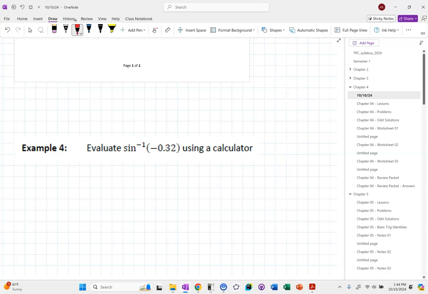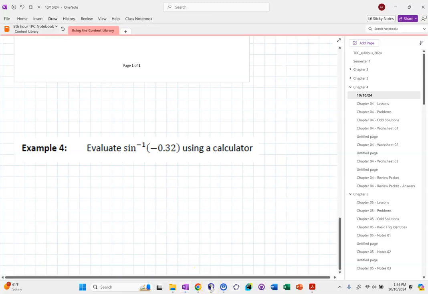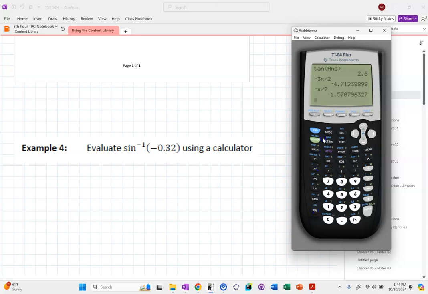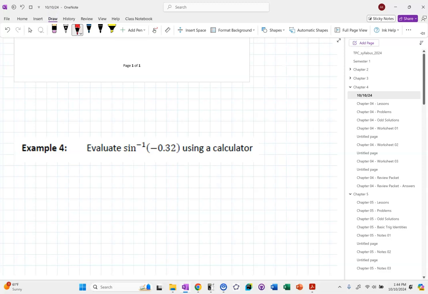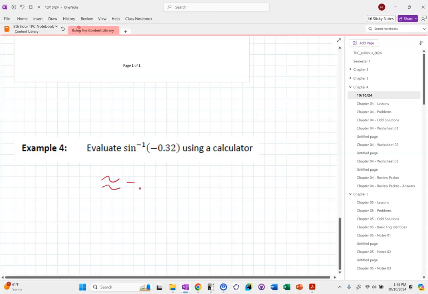So far, so good? So all I'm going to do is take my calculator, press second and the sine button, type in negative 0.32, and I get negative 0.326. If you have your calculator with you, why don't you try typing that in as well and seeing what we get.